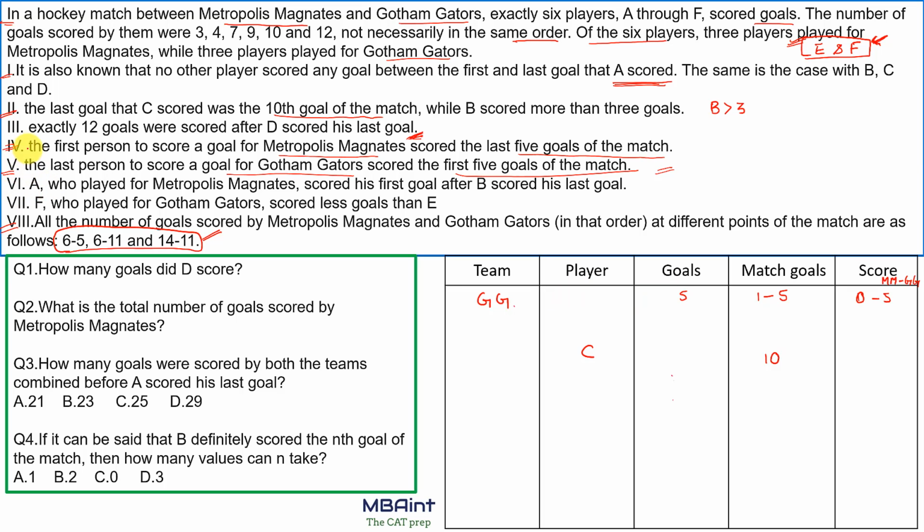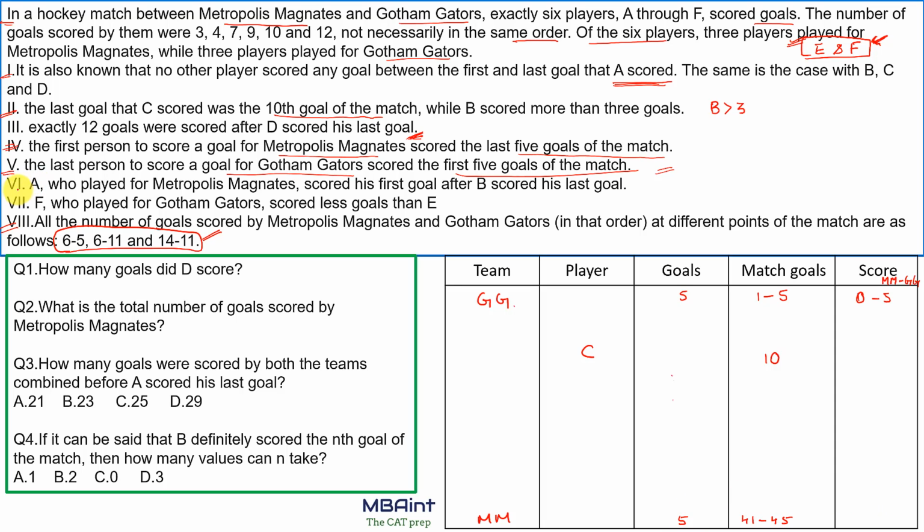Now before moving to the 6th point, we can write about the 4th point. The first person to score the goal for MM scored the last 5 goals of the match. So altogether there were 45 goals. So the goals from 41 to 45 would be scored by somebody from the team MM. We do not know which player, but it would be either E or F. Okay, these are the last 5 goals, that's it.